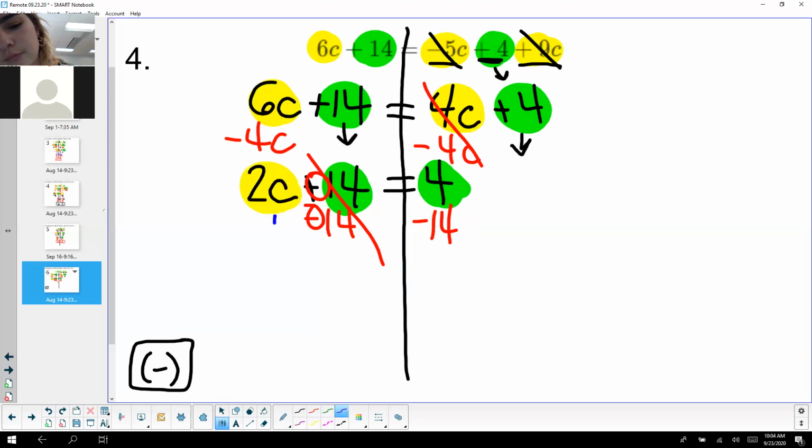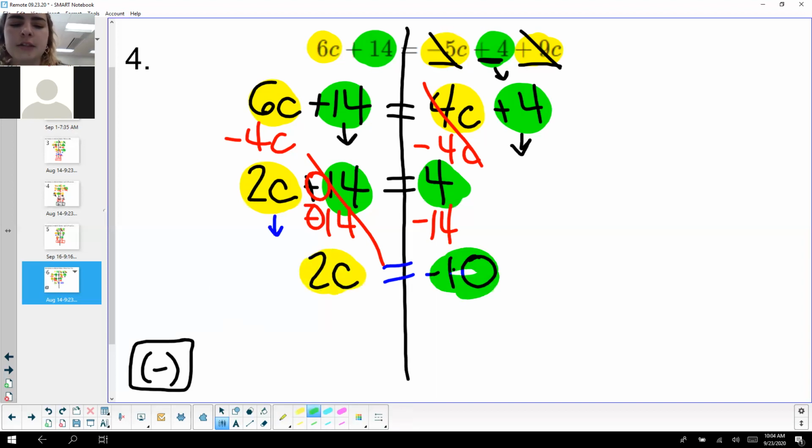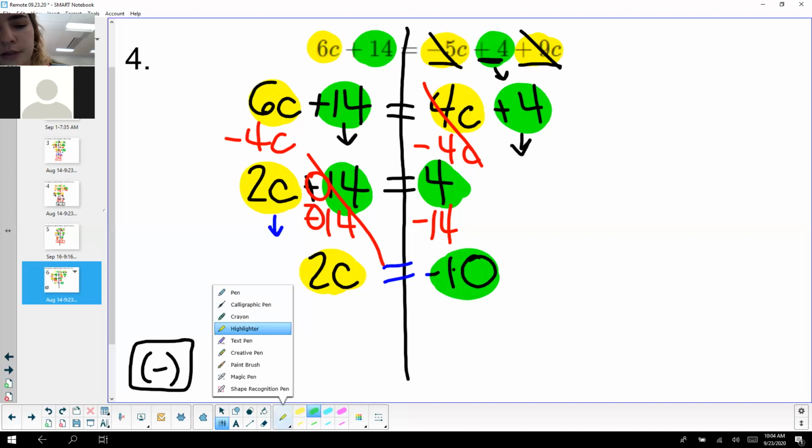So next I bring down, I've got 2c equals 4 minus 14. In your calculator, 4 minus 14, you should get -10. All right, so -10. I'm noticing I've got 2c and -10. So I've finally gotten all of my variable terms on the left side, all of my constant terms on the right side. All I have to do now is get c by itself. I'm trying to solve for that missing variable.